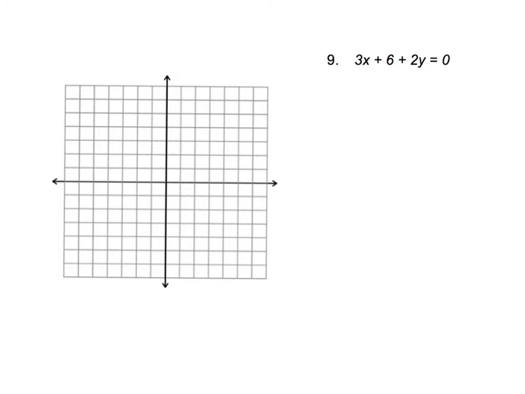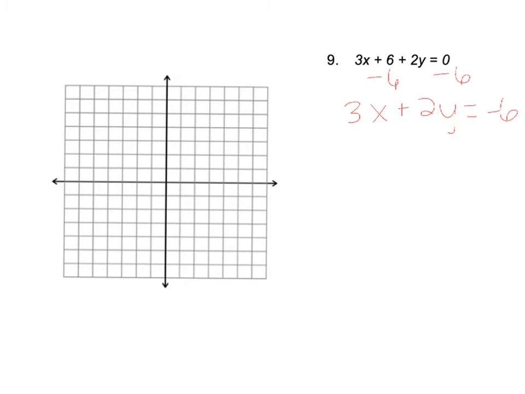Lastly, we're looking at number 9 here. And this one, it's not quite standard form looking at it, but I can easily make this into standard form. And I'll do that by just minusing 6 from both sides. So I'll have 3x plus 2y equals negative 6. Now that's the standard form I've seen before.